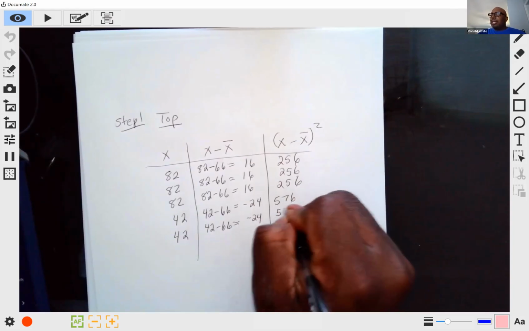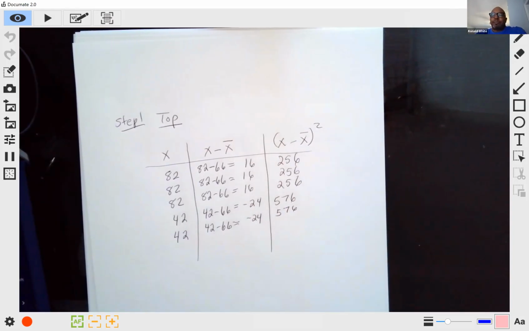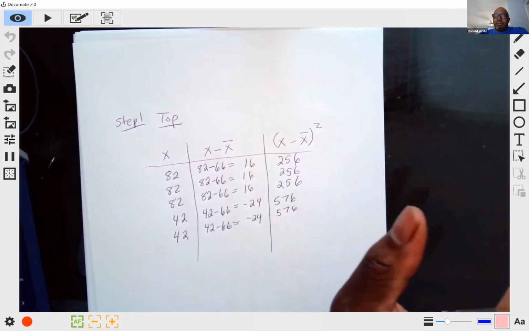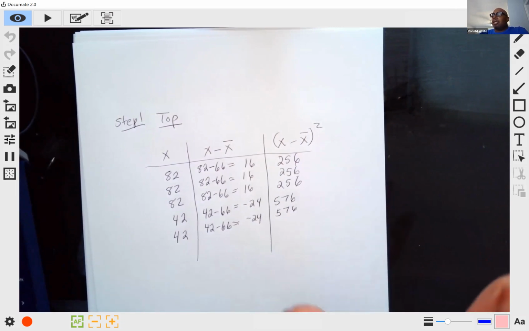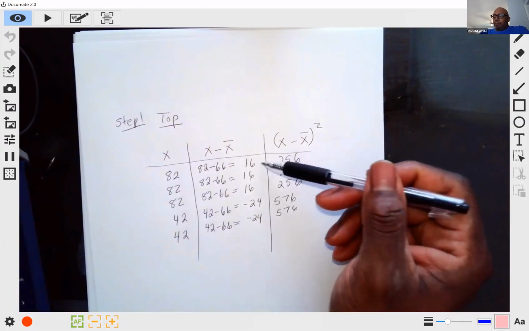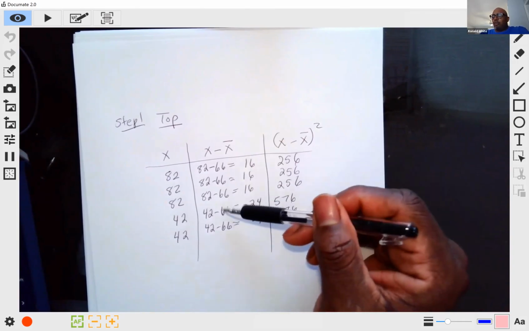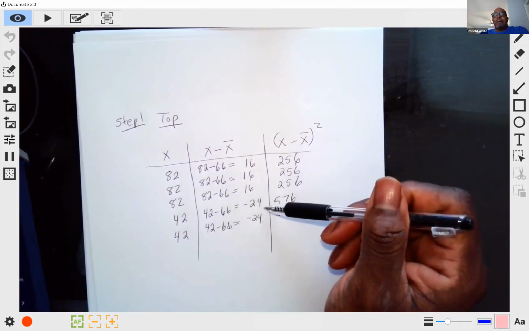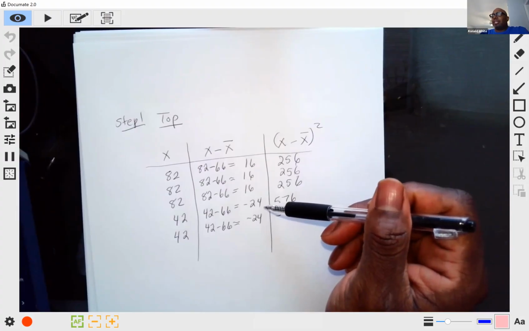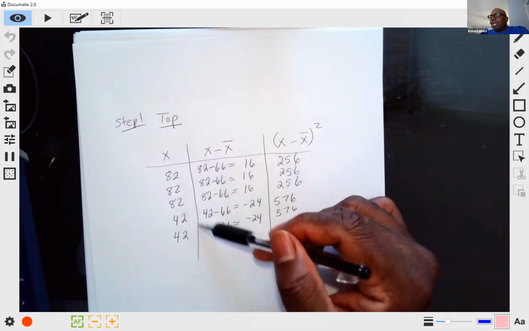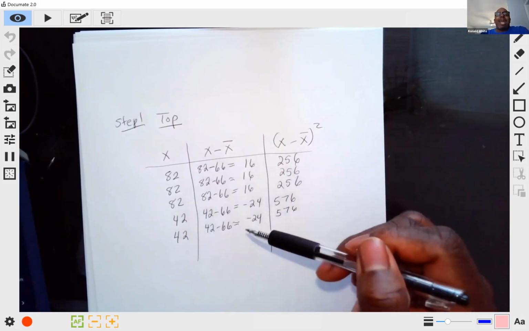Now let me stop for a minute and tell you why I'm squaring these numbers. If you were to add these numbers, just a little bit of algebra, and I'm not trying to scare you, but I'm just going to explain it for a second. We're looking for the average difference from the mean, from 66. These numbers are 16 points above the average grade. This score, 42 and 42, are 24 points below, that's why it's negative, the average grade of 66. The question is, how far are these grades from this 66 on average?